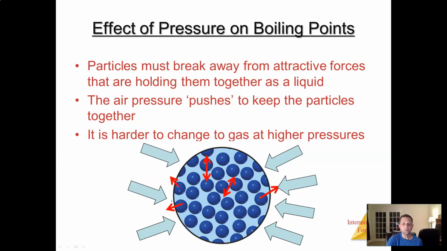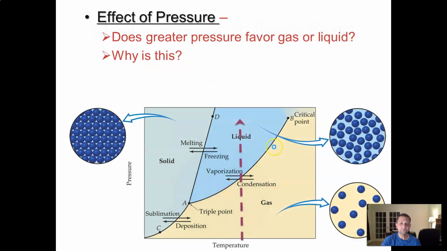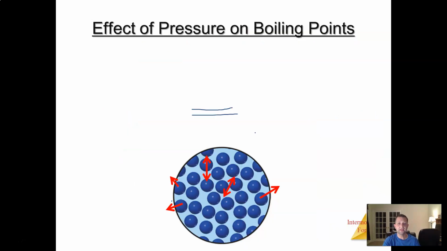But look, if I add more, okay, now look, all these extra arrows, all this extra air pressure pushing down on your liquid makes it that much harder for the liquid molecules to escape and turn into a gas state. So you want to think of air pressure as pushing on the particles to keep them together. It's harder to change to a gas at a higher pressure because of all these arrows pushing in on it. Okay? You can see that here. At a higher pressure, it's a liquid, it's favored because you're pushing in on those particles, keeping them closer together, not allowing them to escape into the gas state.